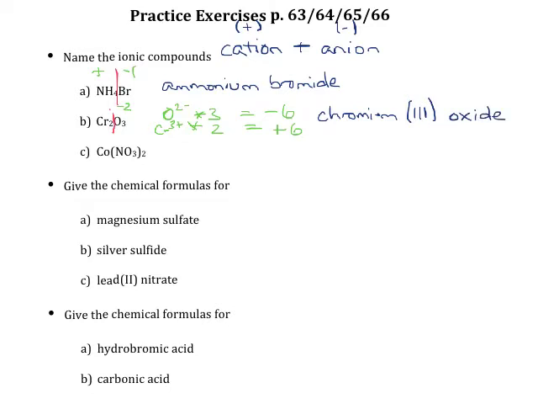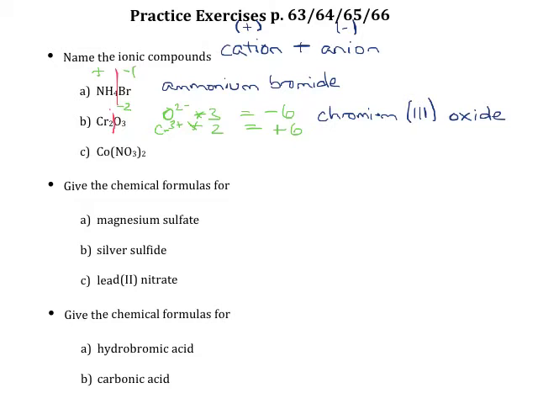Notice that that 3 is a Roman numeral and it's chromium 3 oxide. The 3 does not tell me how many of anything. The 3 tells me that my chromium had a 3 positive charge. Let's go ahead and look at the next one.